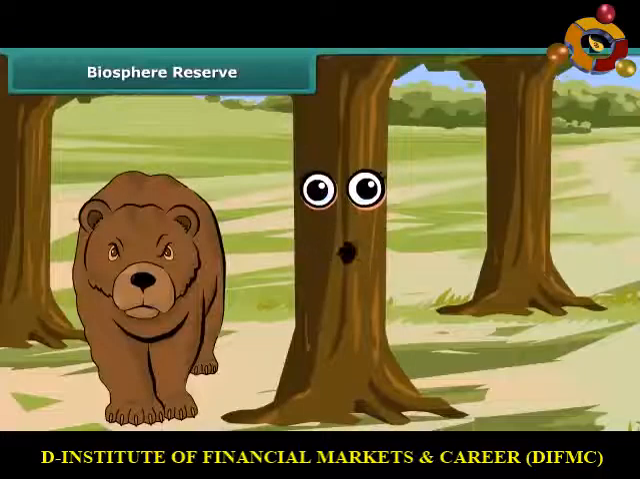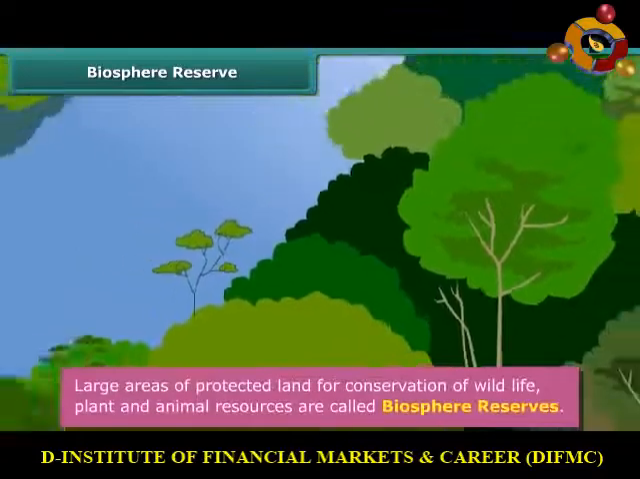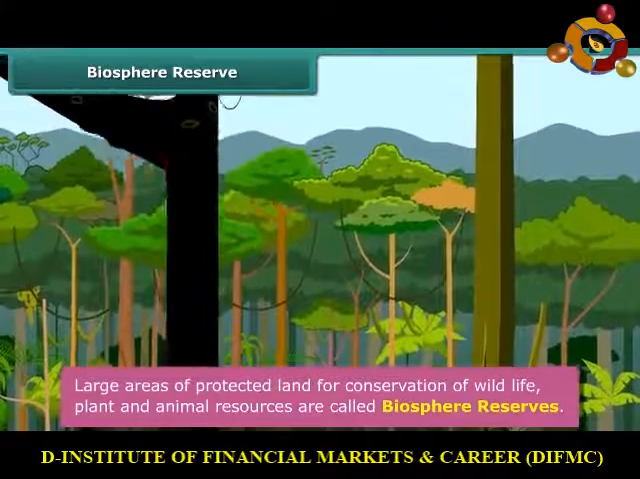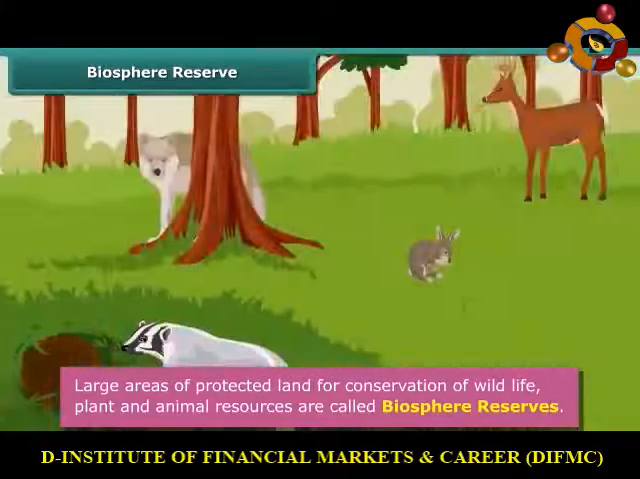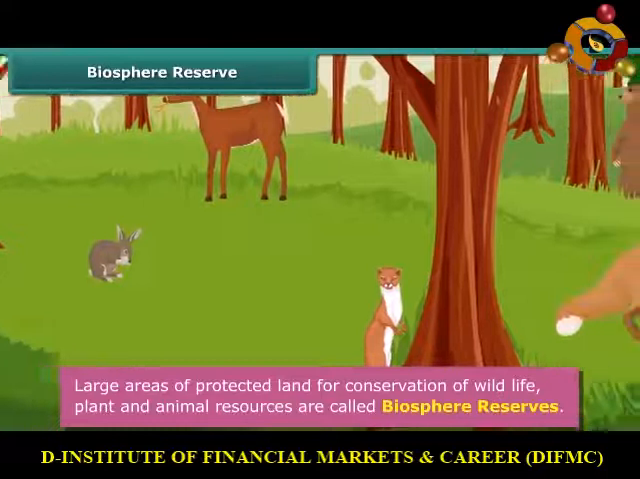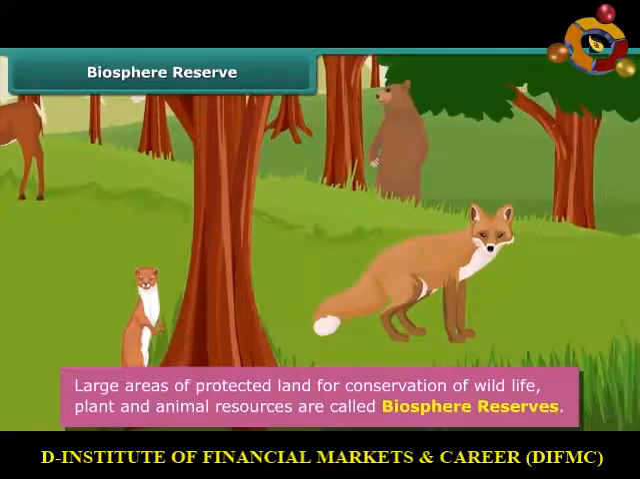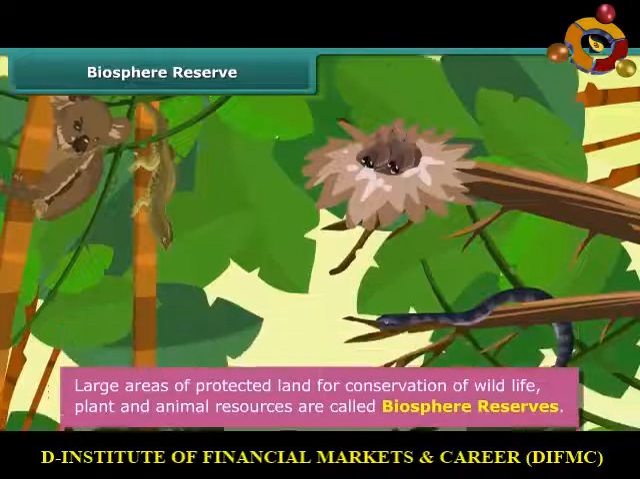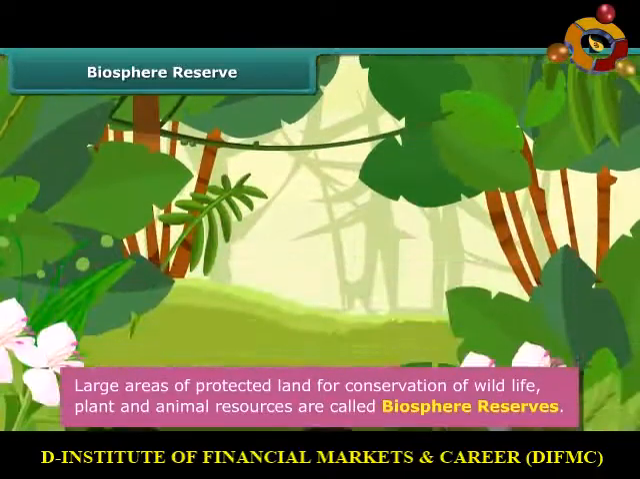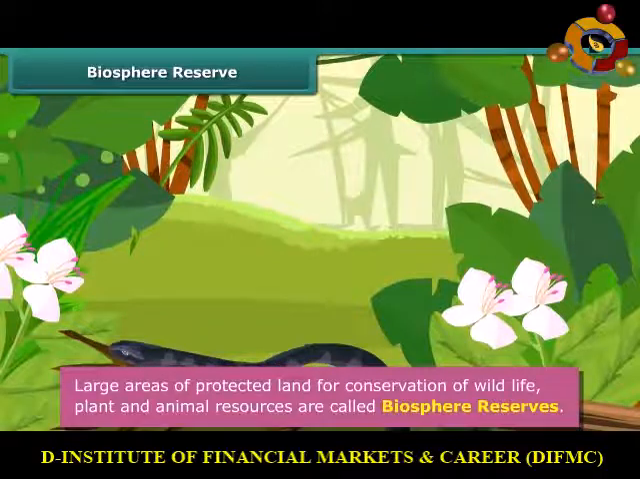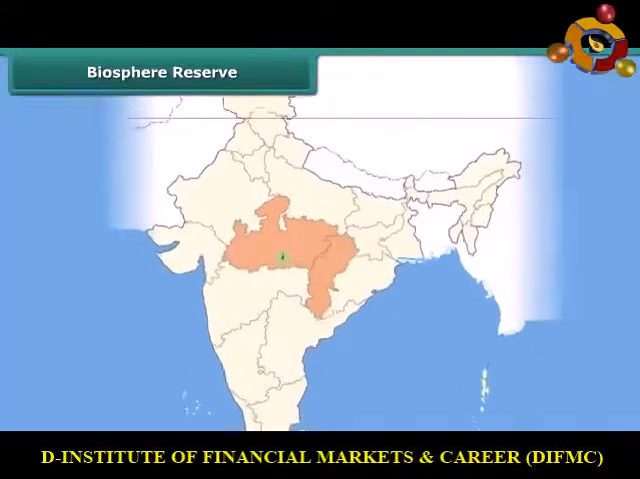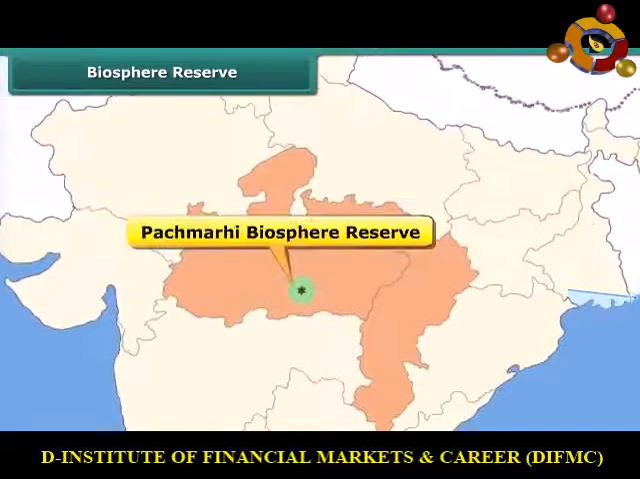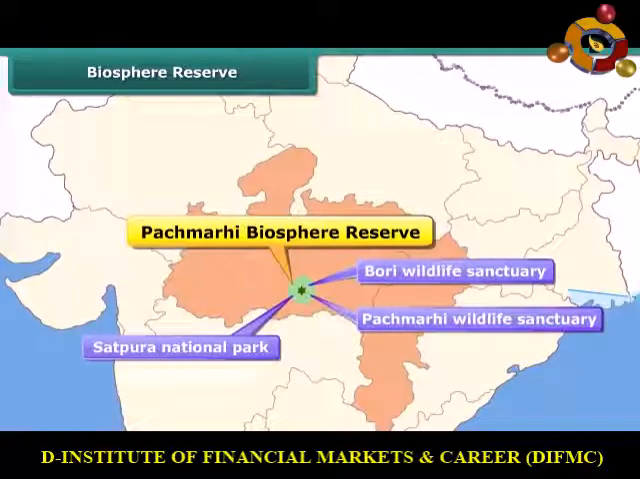Let us now look at a biosphere reserve. Large areas of protected land for conservation of wildlife, plant and animal resources and traditional life of the tribals living in the area are called biosphere reserves. These help to maintain the biodiversity and culture of an area. Do you know a biosphere reserve may also contain other protected areas in it? Yes, let me tell you an example. The Pachmarhi Biosphere Reserve consists of one national park named Satpura and two wildlife sanctuaries named Bori and Pachmarhi.